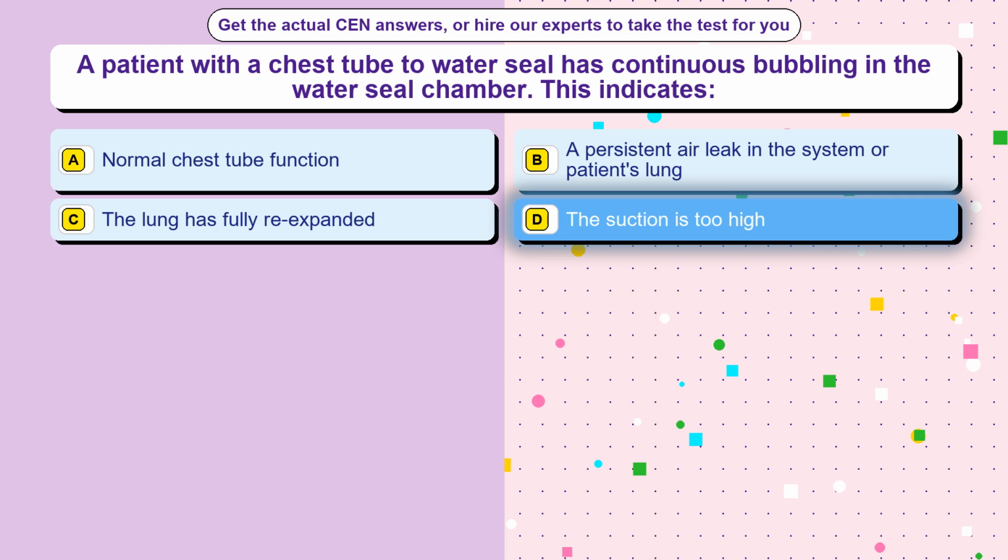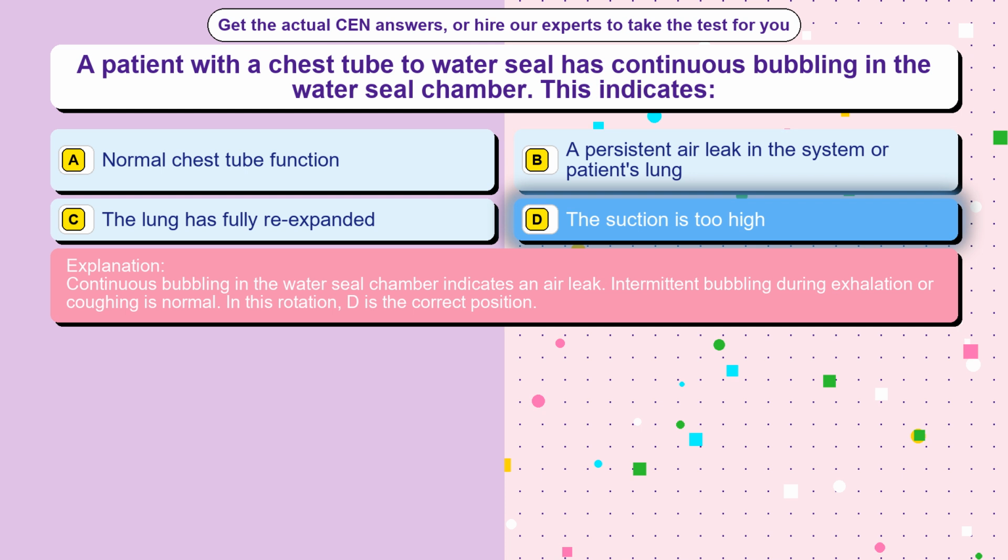The correct answer is option D. The suction is too high. Continuous bubbling in the water seal chamber indicates an air leak. Intermittent bubbling during exhalation or coughing is normal. In this rotation, D is the correct position.